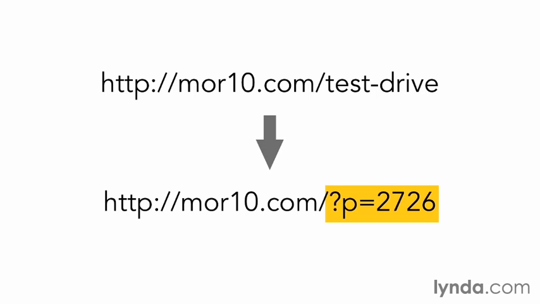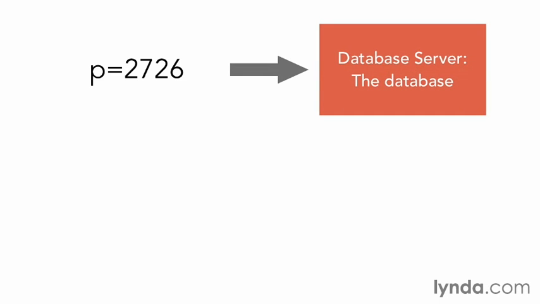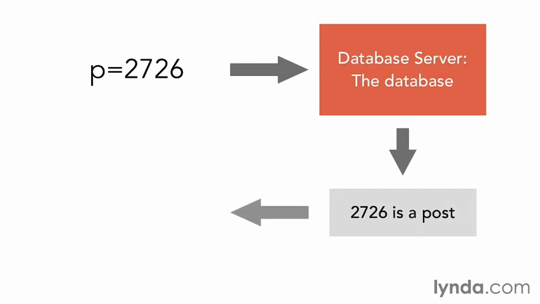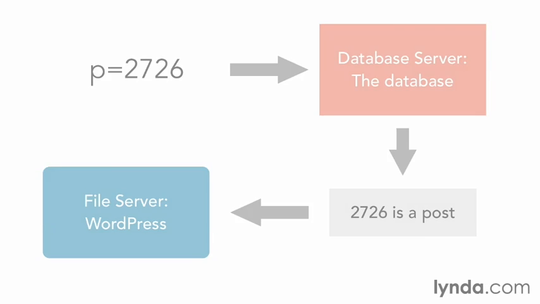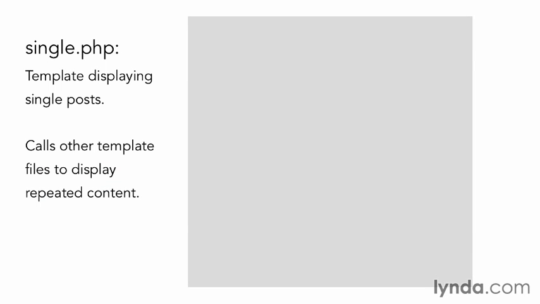Once you have the ID, it's sent to the database, and the database immediately checks what kind of content this is. In the case of 2726, it's a post, and this information is sent back to the file server, and the correct template is retrieved. For a post, that template is single.php, and you'd think that single.php would contain all the necessary code to display all the content, but that's not the case.